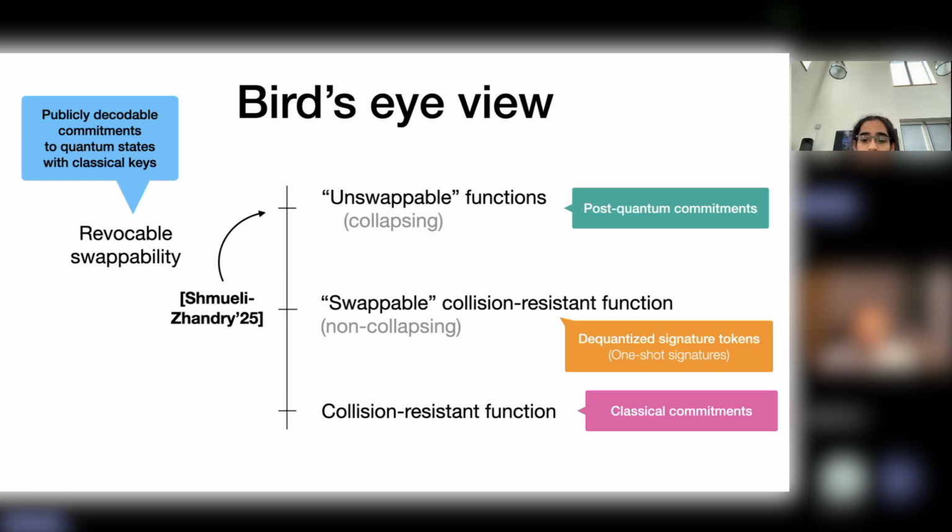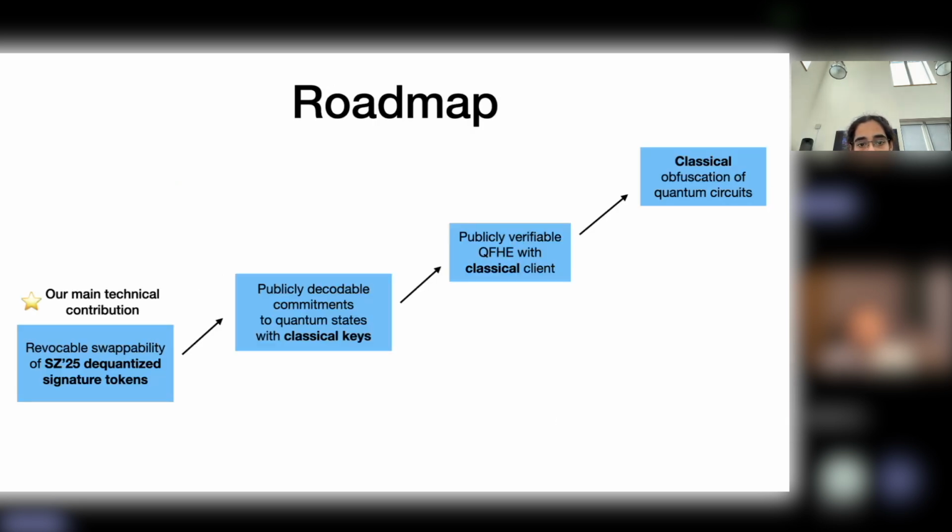So you need to be able to swap in the beginning to commit to a superposition of 0 and 1. But then after you lose access to the dual oracle, it becomes a good commitment scheme. And now I can no longer swap. Okay, so that's the high-level picture. And to summarize, this is the roadmap. We showed that the one-shot signatures satisfy this revocable swappability property that gave rise to these publicly decodable commitments. And this gave rise to publicly verifiable QFHE, which then gives us classical obfuscation.